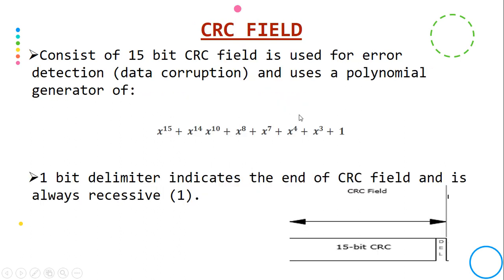So the next field is called CRC field. It consists of two subfields. In that, the first is the 15-bit CRC field, used for error detection, that is data corruption, and for this validation it uses a polynomial generator of order 15, and this is the polynomial. The 15-bit CRC field is followed by a 1-bit delimiter indicating the end of the CRC field, and it is always recessive, that is high.